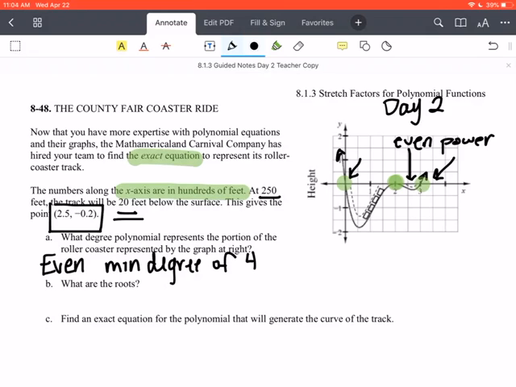So we know that what is the equation going to look like? Well, let's first start with what are the roots, okay? What's another word for roots? Another word for roots are x-intercepts. Okay, so what are the x-intercepts? The x-intercepts are, you can look at my arrows, 0, 2, and 3.